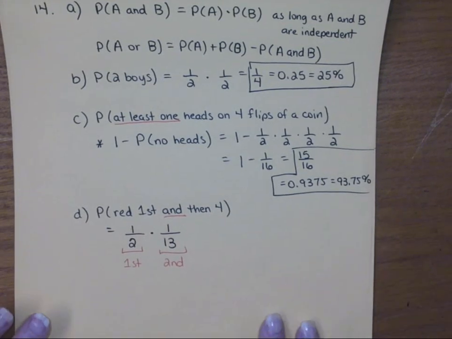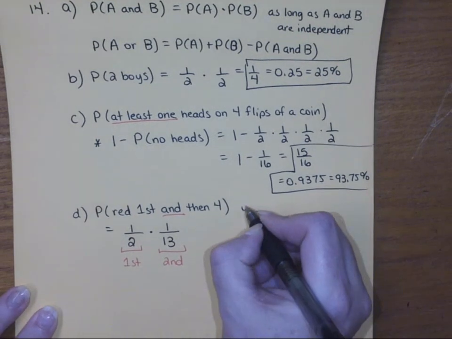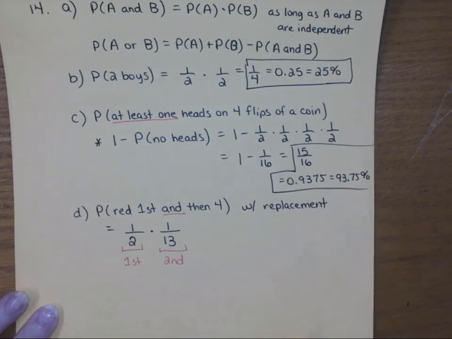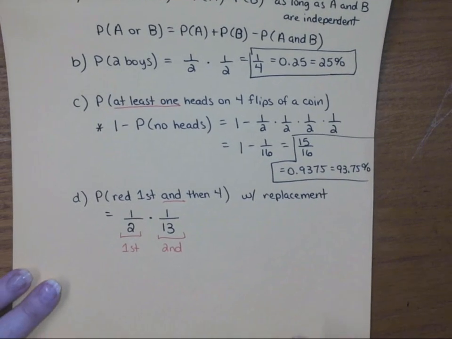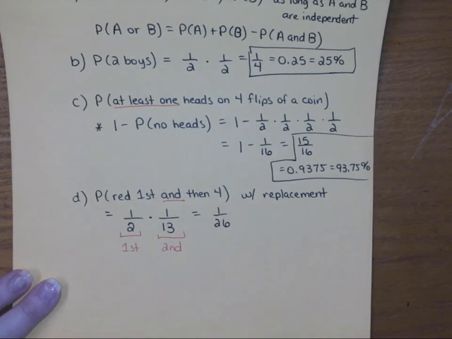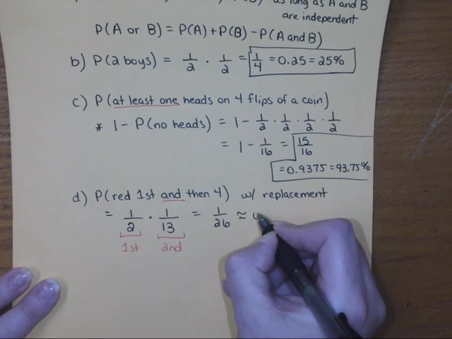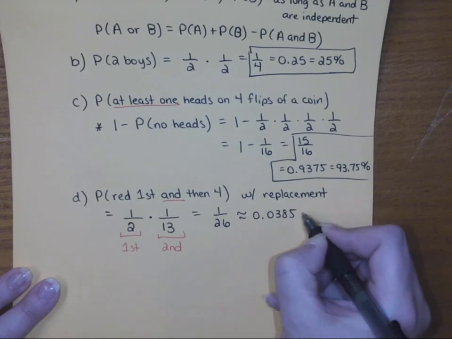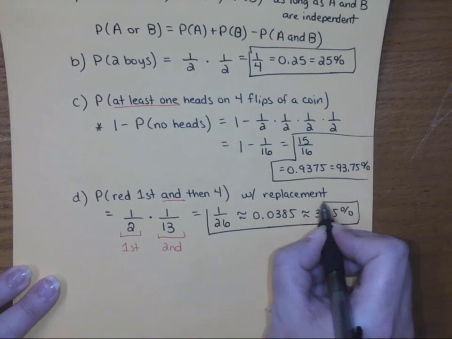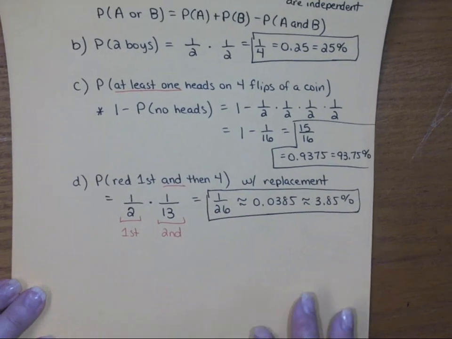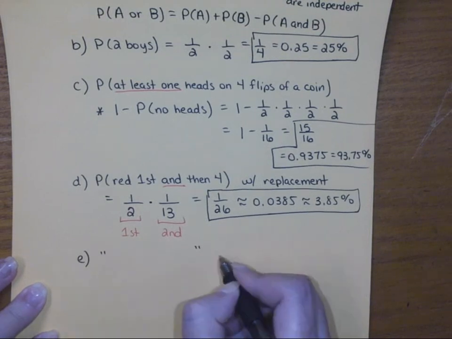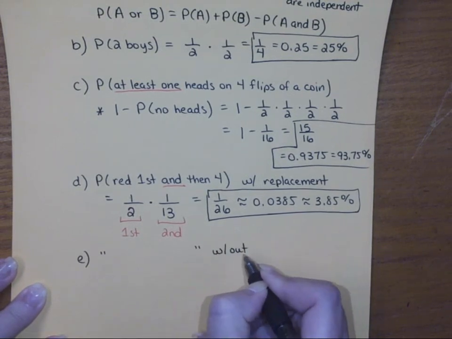Okay, notice it's significant that this problem said with replacement. Okay, with replacement means we put the first card back before we draw the second. Or if we're doing marbles or whatever, it means we put the first item back. So this is 1 out of 26, which is around 0.0385 or about 3.85%. So notice this is a completely different question when I say it's the same, right? But without replacement.